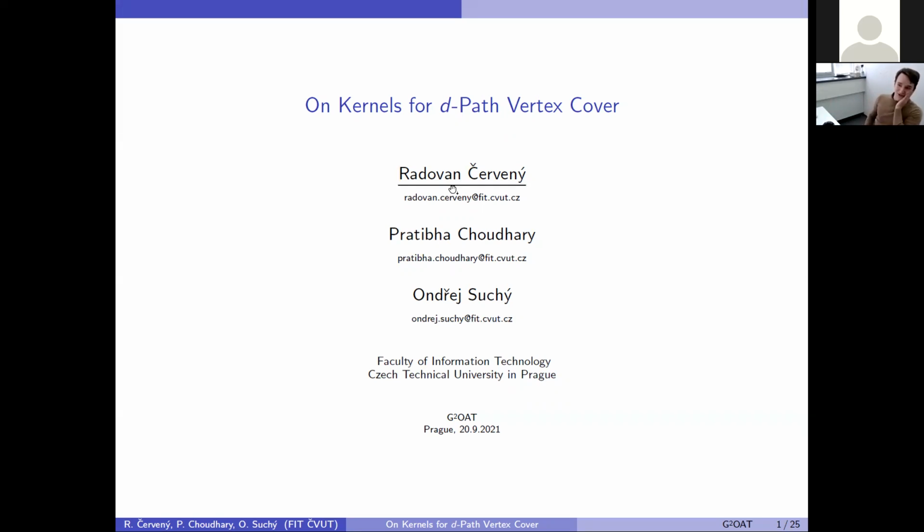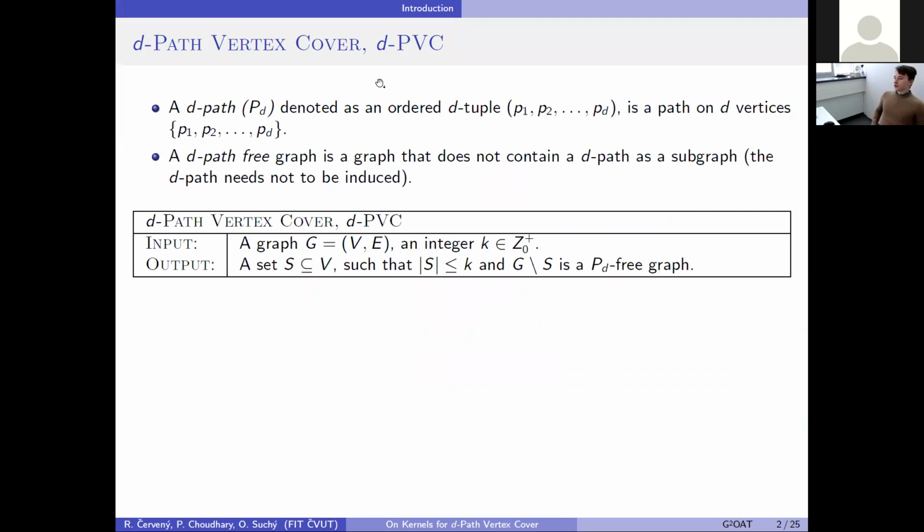In the next 40 to 60 minutes, I would like to tell you something about our joint work of me, Pratibha, and Ondra on some kernels for dPath Vertex Color. So let's start with the problem. What is the problem about? We are going to talk about covering some paths.